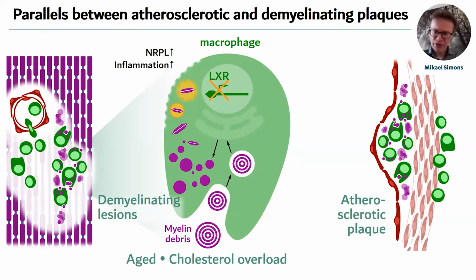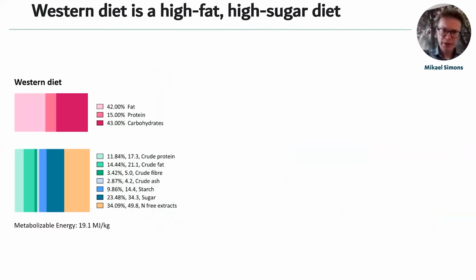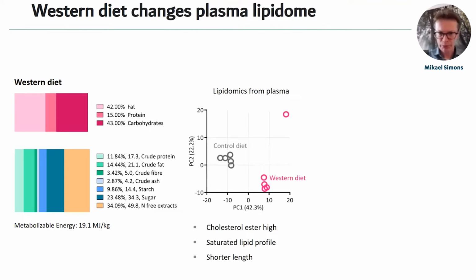Based on these analogies, we thought maybe the risk factors that lead to arteriosclerosis might be shared and would also lead to poor lesion recovery after demyelinating injury. Motivated by this, we fed mice a Western diet. That is a diet that we all consume, a high-fat and high-sugar diet. It's high in fat, as I said, so it also contains a high proportion of saturated lipids, and a high proportion of sugar.